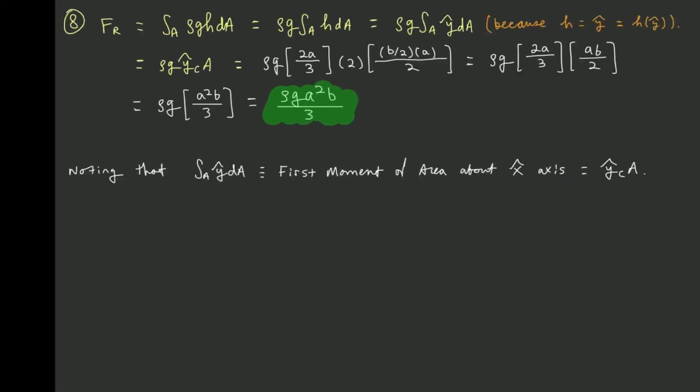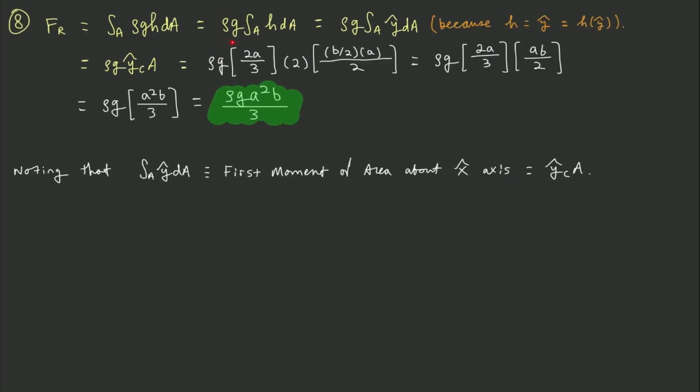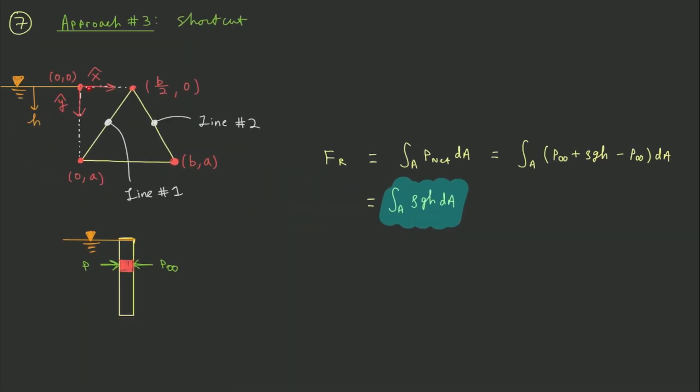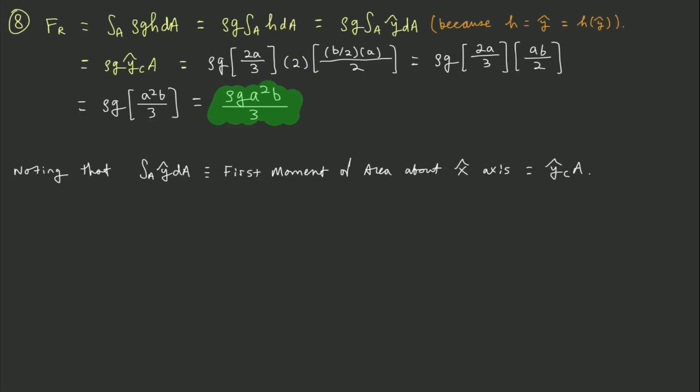So with that being said, if we go back to where we were, we see that rho g times the integral over A of h dA is really just equal to rho g times the integral over A of y hat dA. Now this quantity right here, the integral over A of y hat dA, is the first moment of area about the x-axis, as you can see here. So that is just equal to y hat_c A, and that's where we get this quantity right here. So this integral is equal to rho g times y hat_c A.